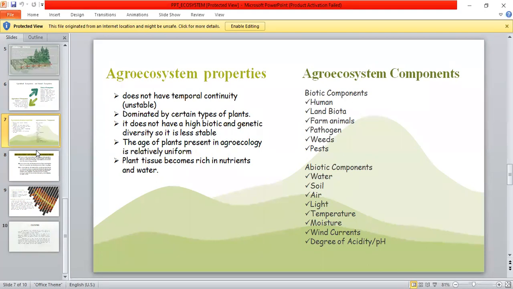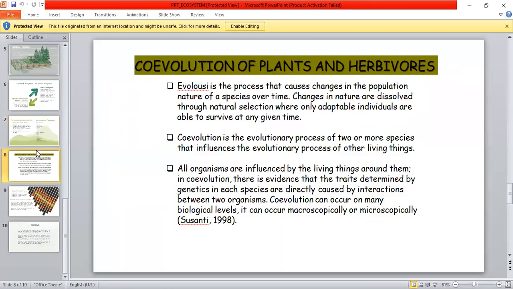Agrosystem components, biotic components. Number one, human. Number two, land biota. Number three, farm animals. Number four, pathogens. Number five, weeds. Number six, pets. Abiotic components. Number one, water. Number two, soil. Number three, air. Number four, light. Number five, temperature. Number six, moisture. Number seven, wind currents. Number eight, degree of acidity or pH. Next.